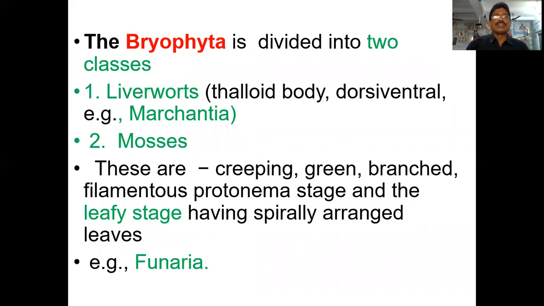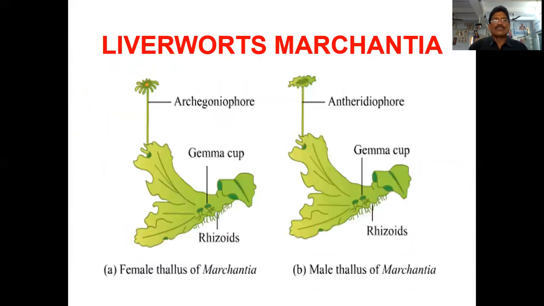The bryophytes are divided into two classes: liverworts and mosses. Liverworts have a thalloid, dorsiventral body, for example Marchantia. Mosses are creeping, green, branched and filamentous at the protonema stage, and the leafy stage has spirally arranged leaves, for example Funaria. First let us discuss liverworts, that is, Marchantia.